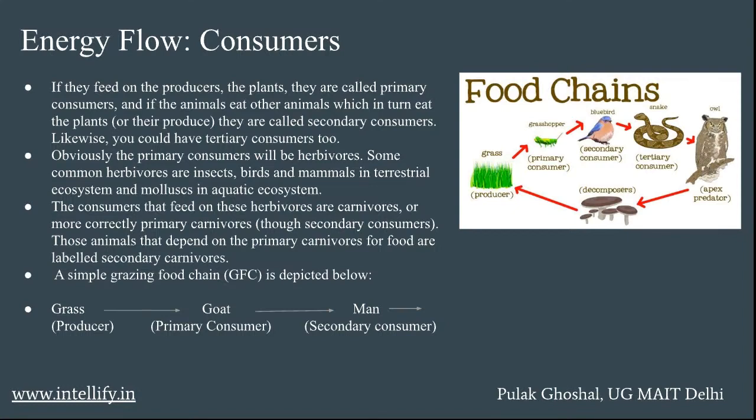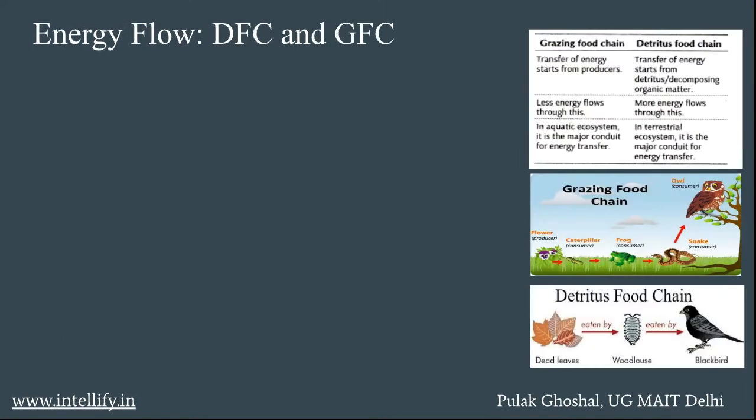In a similar way, another food chain has been described: grass, goat and man. This way the energy is transferred to different animals, or we can say organisms. So there is a proper energy flow between producers and consumers. Next is energy flow by DFC and GFC.